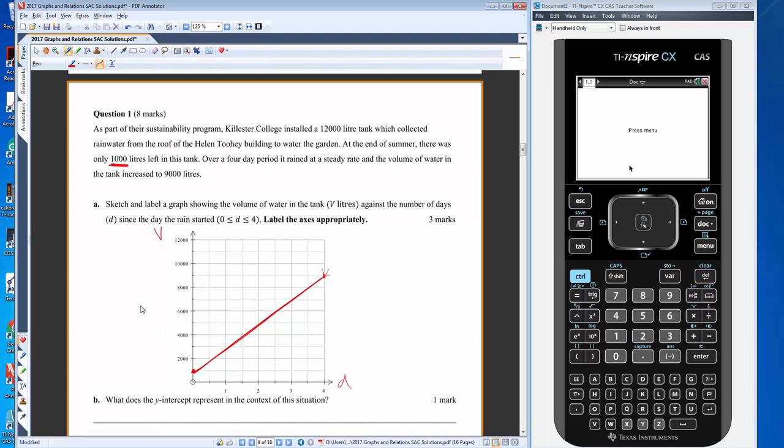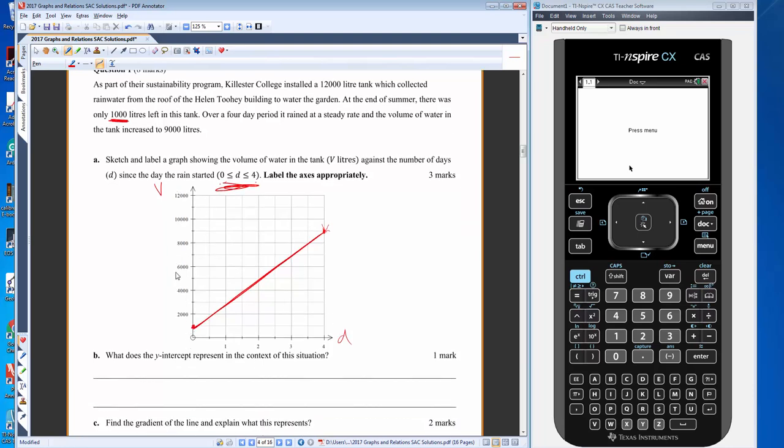Now, your endpoints had to be marked with solid fill. You weren't allowed to have an arrow on the end indicating that it continues, because you were supposed to do it over these values of D between 0 and 4 inclusive. So the 3 marks there came from one for the endpoint, another one for the endpoint, and one for the labelling of the axes.